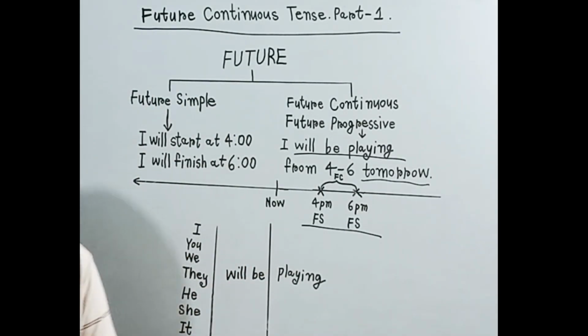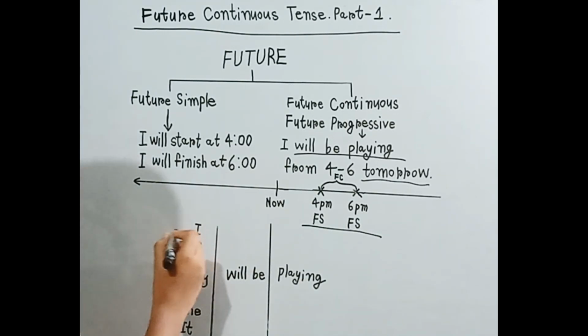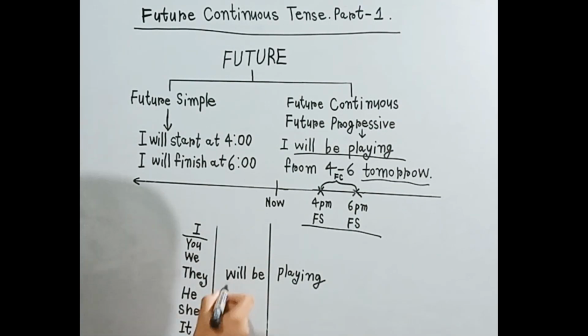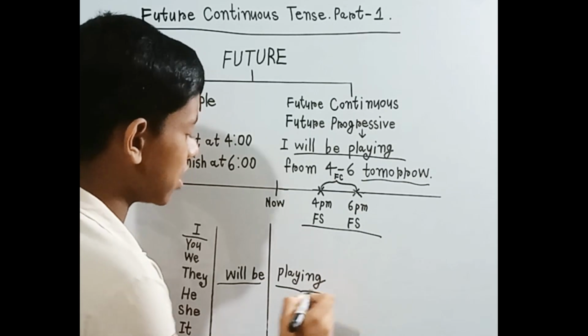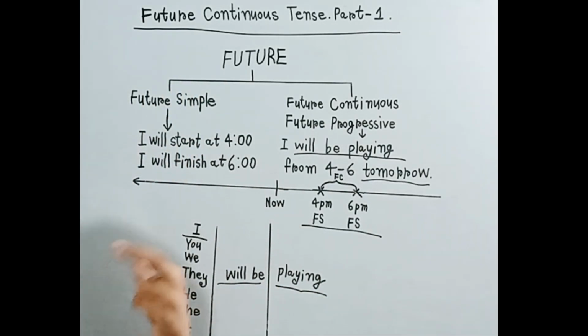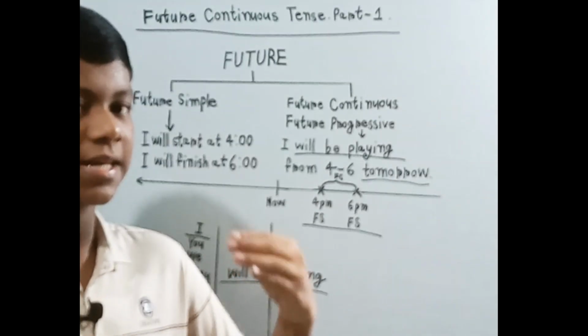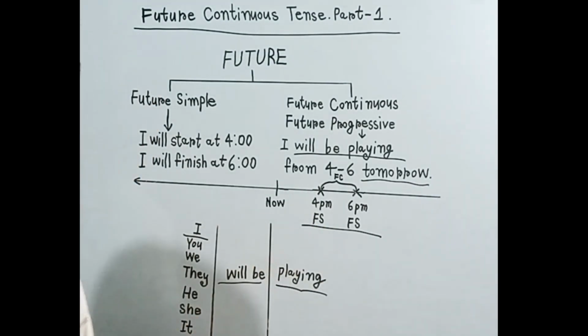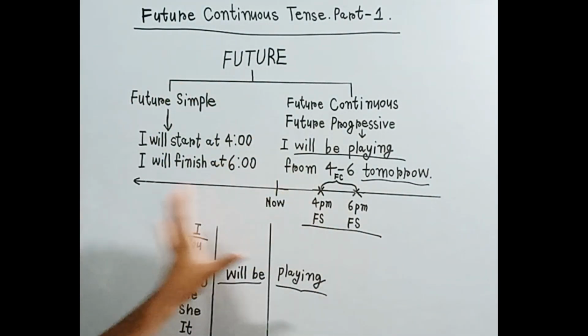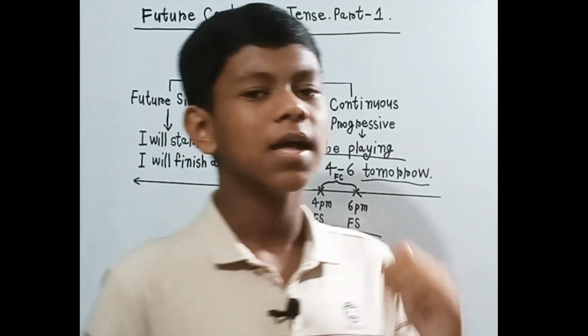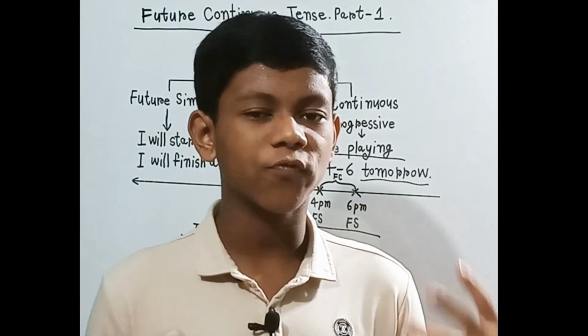Now we will see how the future continuous works. When you want to form the future continuous, first of all, you have to say the subject, then the to-be verb, like "will be", and then the verb plus -ing, like playing. We will see more examples. It works like this: I will be playing, you will be playing, we will be playing, they will be playing, he will be playing, and it keeps going like this. So this is the structure, the main technique, the introduction of future continuous.